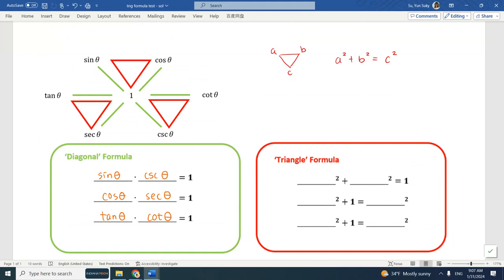If we look at this triangle, what do you see? Sine squared plus cosine squared is 1 squared, which is 1. So write it down: sine theta squared plus cosine theta squared equals 1. So draw the hexagon, and it helps you memorize the formula.